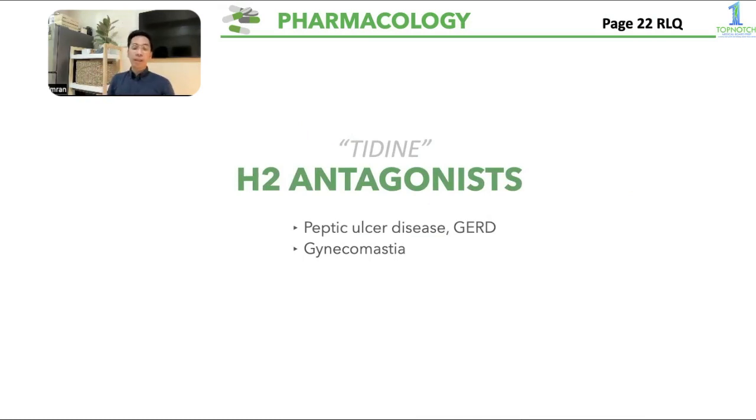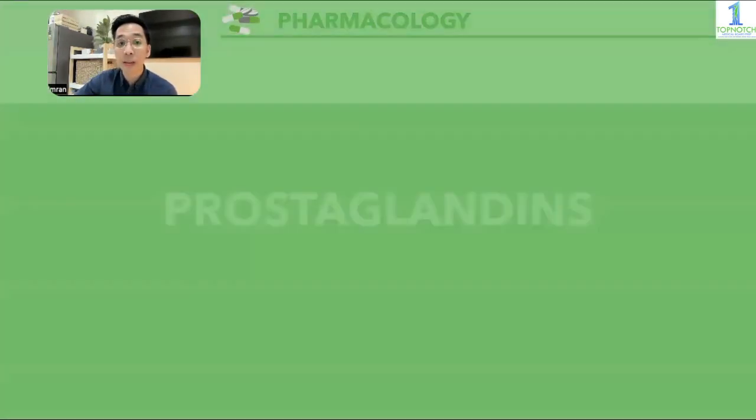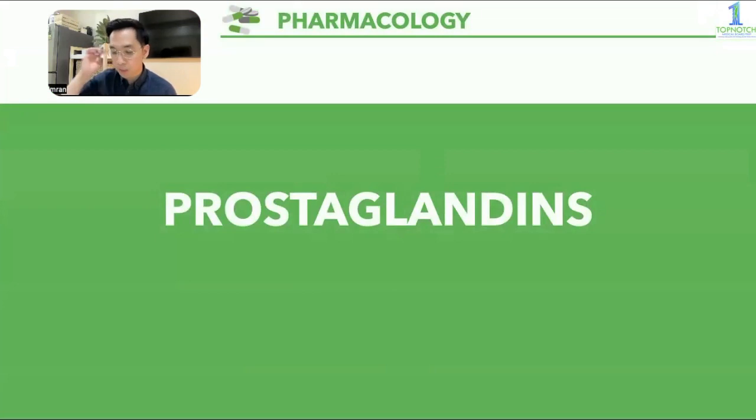Yung histamine 2 natin, makikita yan sa ating stomach. Pag inantagonize mo ang H2, it will decrease the level of your acid secretion. Hence, it is used for peptic ulcer disease, yung mga GERD, and however, it can cause gynecomastia, particularly your cimetidine. Okay? So that's all for your histamine antagonist drugs.